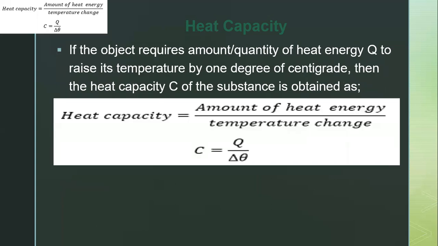Now, let's say that an object requires a quantity of heat, Q, to raise its temperature by 1 degree centigrade. From there, you can get the heat capacity of a substance simply by taking the amount of heat energy, then dividing by the temperature change. As you can see in the equation, it illustrates how to get the heat capacity. So that's how you can get it. Heat capacity is the amount of heat energy over temperature change.